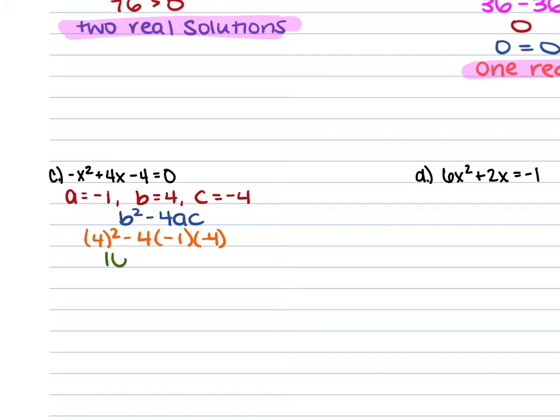4 squared is 16. Negative 4 times negative 1 is a positive 4. 4 times negative 4 is a negative 16. So 16 minus 16 gives us 0. 0 is equal to 0. So we have one real solution.